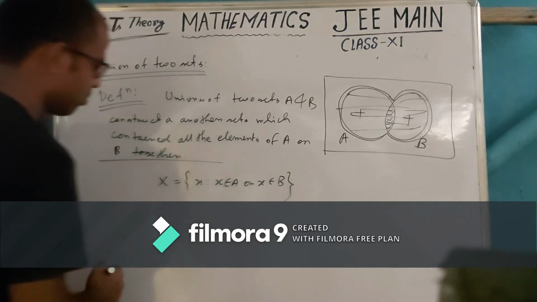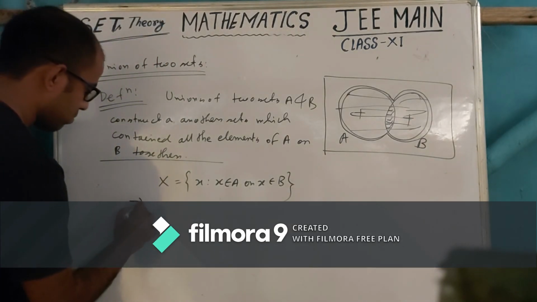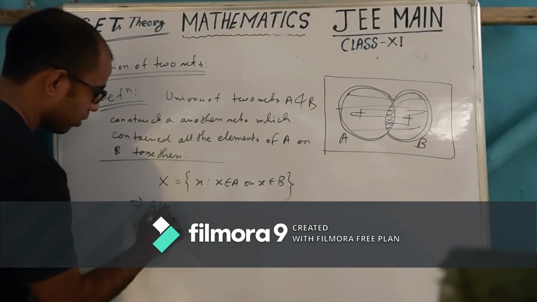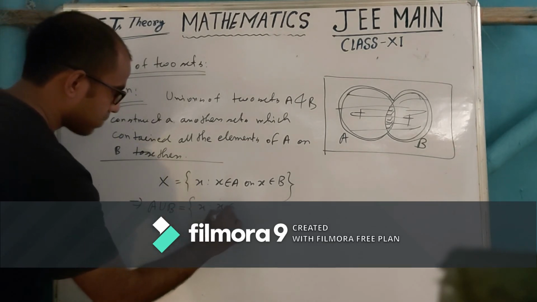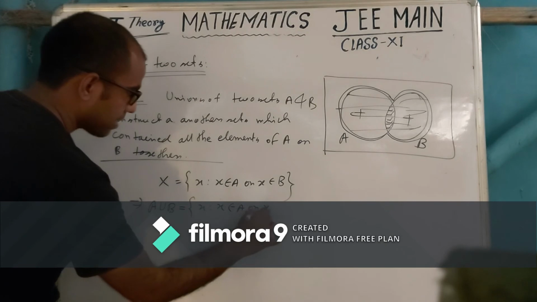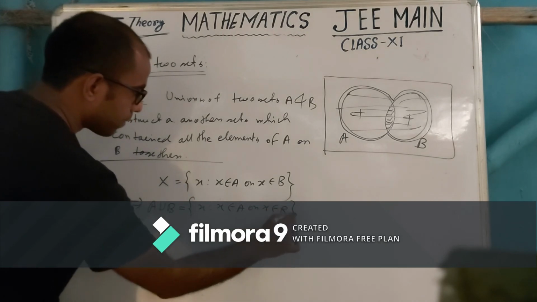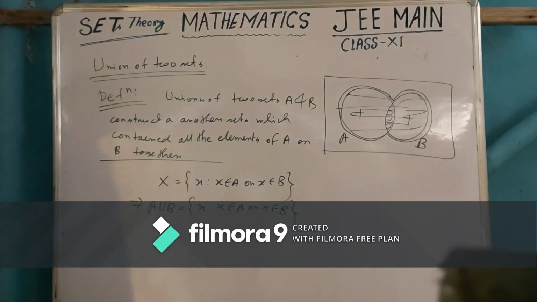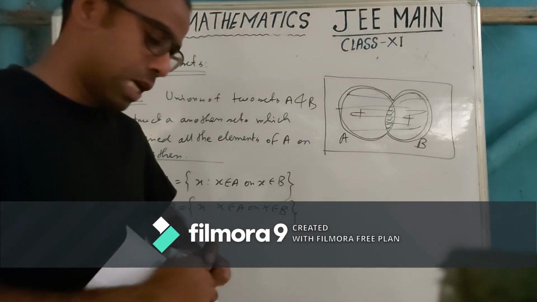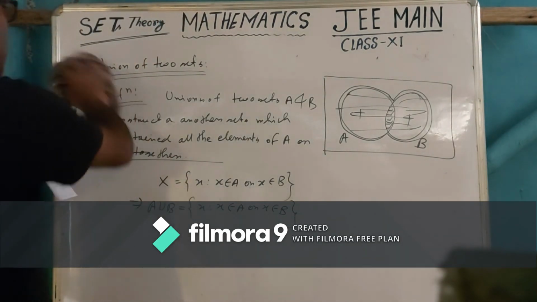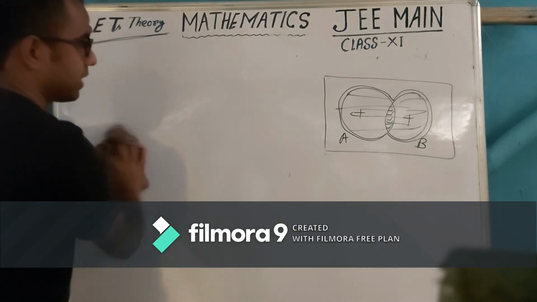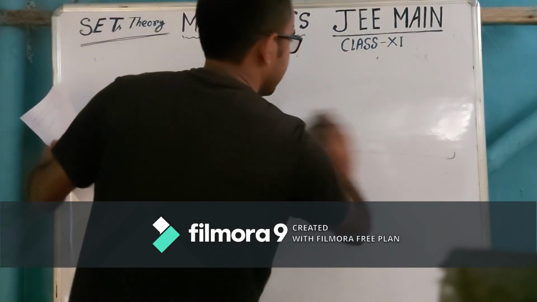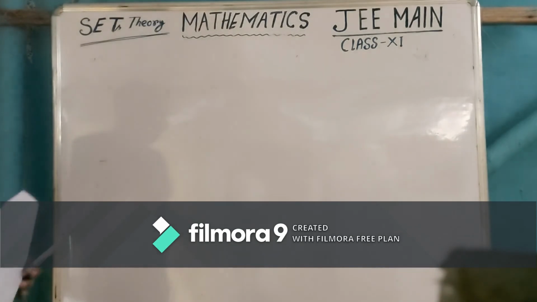This set is also written in the form A union B, where x belongs to A or x belongs to B. This is called the union of two sets. Now we define the intersection of two sets.